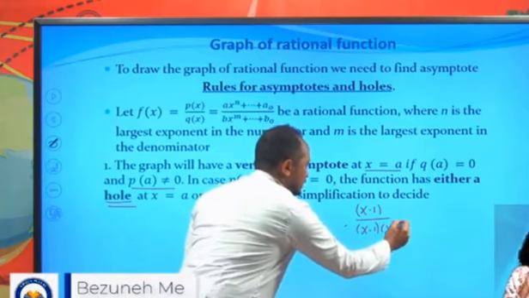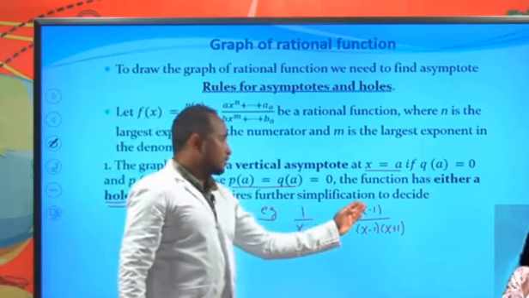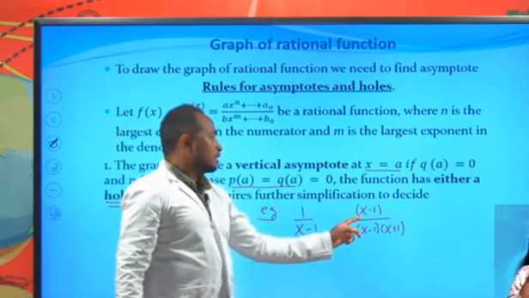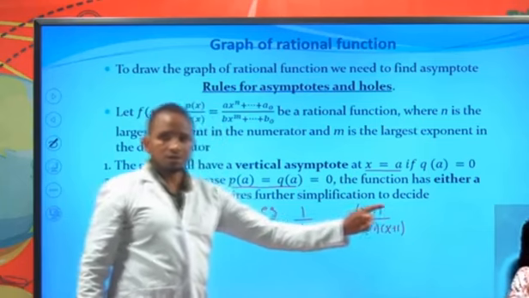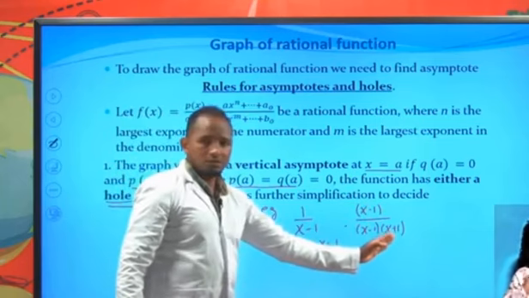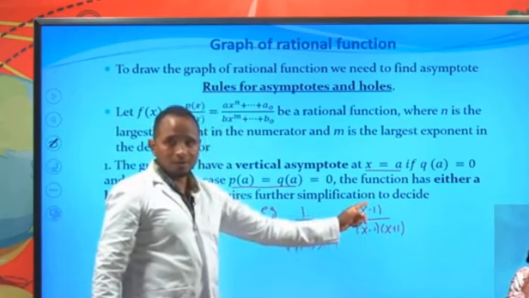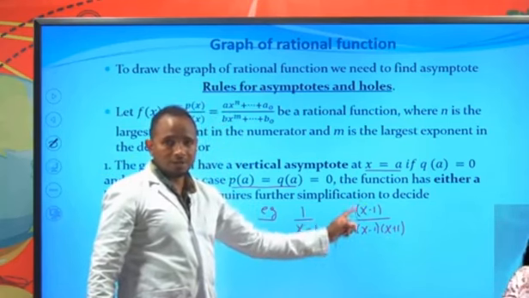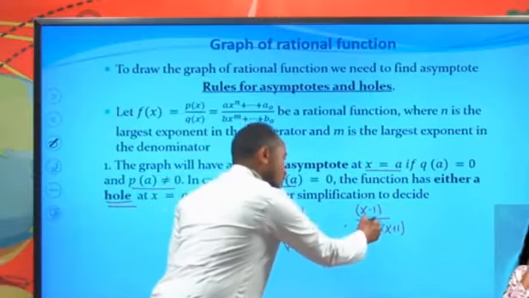Okay, now next, if the degree of p of x is less than the degree of q of x, or when n is less than m, then the x-axis is the horizontal asymptote of this graph, or the graph has a horizontal asymptote at y equals 0.